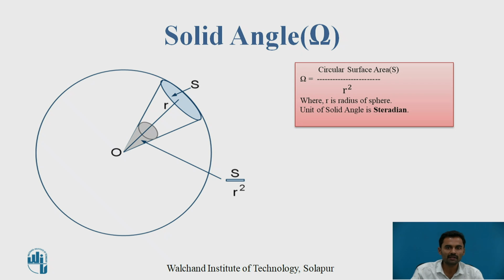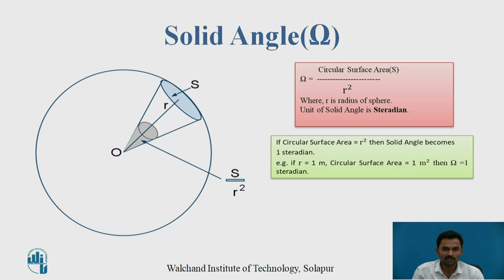Now, when is a solid angle of one steradian made? The criterion is very simple. If the circular surface area that we mark on the sphere is equal to r square, then the solid angle becomes one steradian. For example, if we have a sphere of radius 1 meter and the circular surface area we mark is 1 meter square, then the solid angle made at the center of the sphere in this circular form will be 1 steradian.